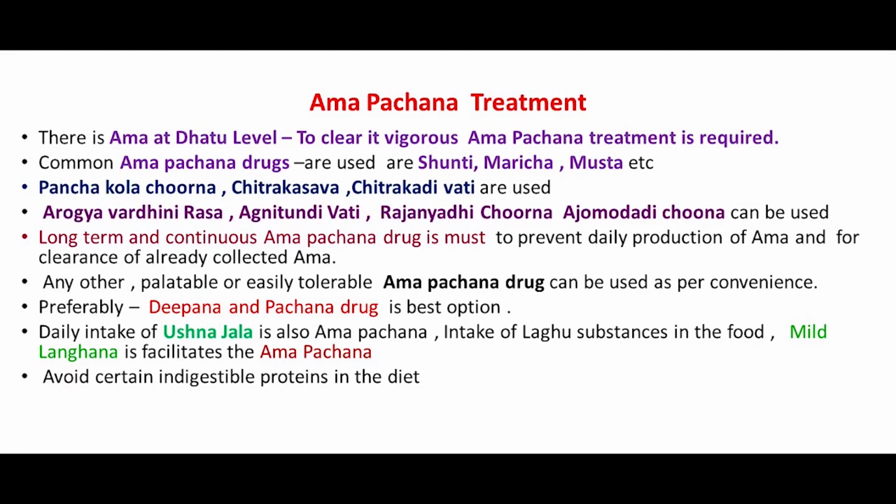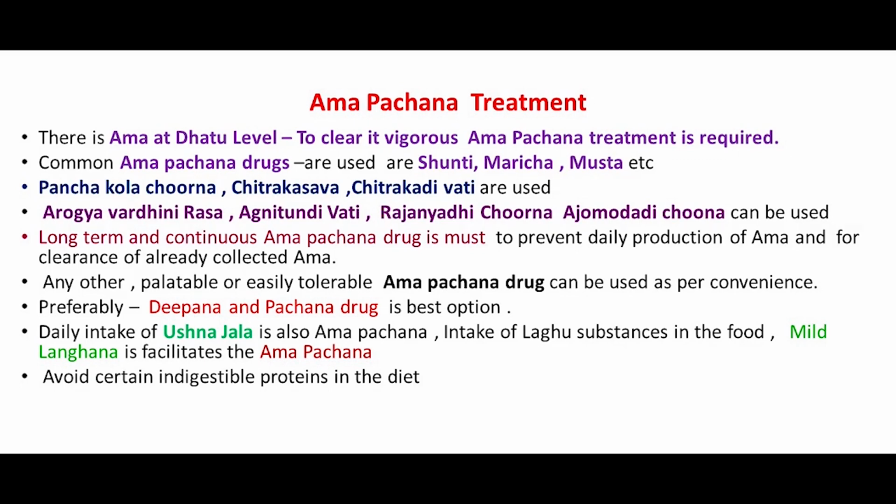Now, some other options with us to deal with this problem are Arogyavardhan Rasa, which is also very good in Dhatu Agni Mandya. Then Agni Tundivati, Rajanyadi Churna, Ajamodadi Churna can also be used. Long term and continuous āma-Pachana chikitsa is a must to prevent daily production of the āma, and for the clearance of already collected āma, daily we have to go for āma-Pachana treatment. Any other palatable, easily tolerable āma-Pachana drug can also be given as per our convenience.